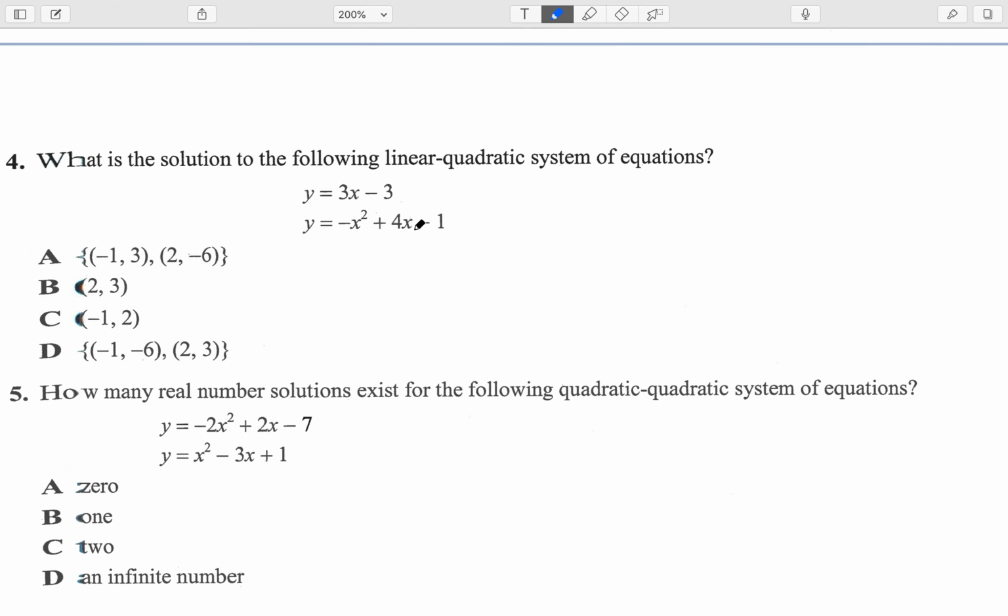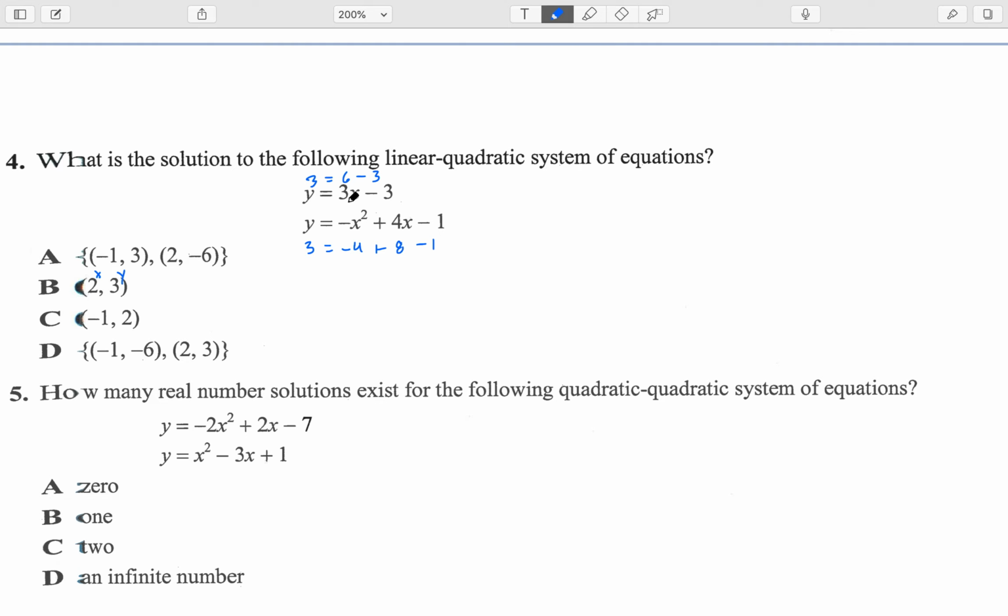Okay, number 4, what is the solution to the following linear quadratic system? There's a few different ways we could do this. We could graph this. You could also just plug in these numbers, and some of them are going to work. Let's say I take 3 and 2. The x value is 2, the y value is 3. 3 is equal to 6 minus 3. Yeah, that works. But does it work in the other one? 3 is equal to negative 4 plus 8 minus 1.